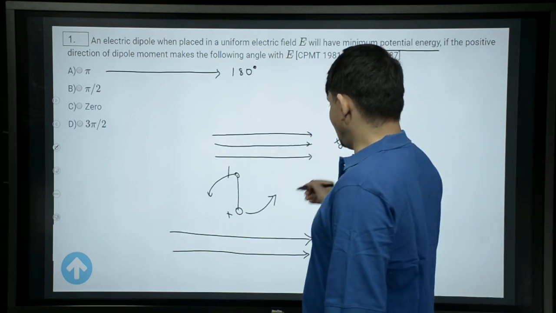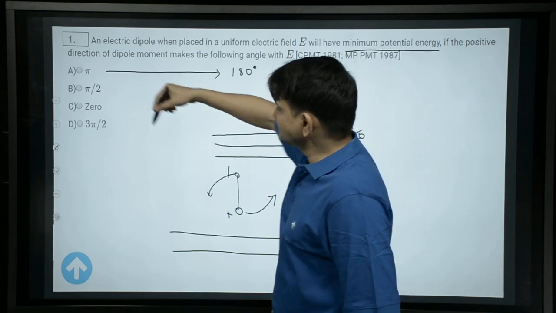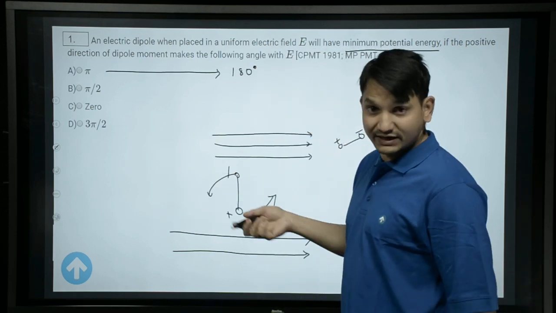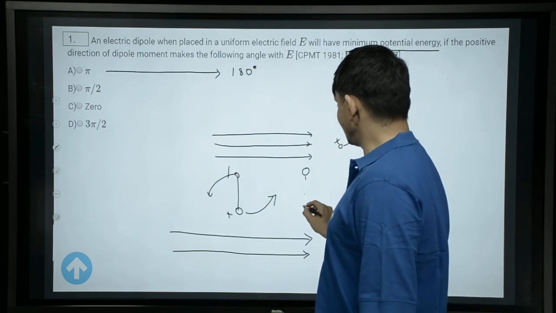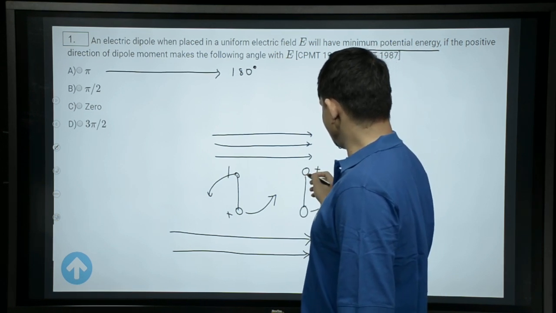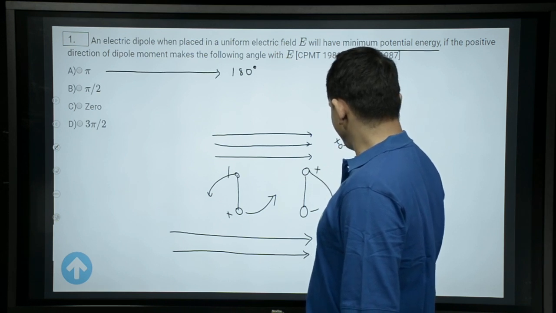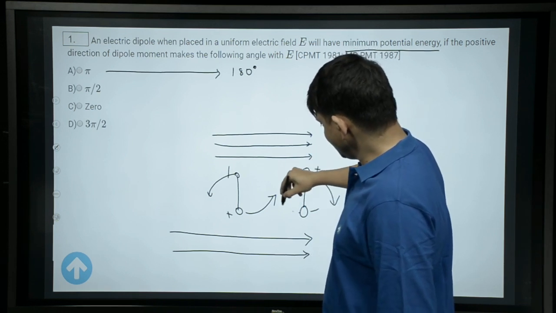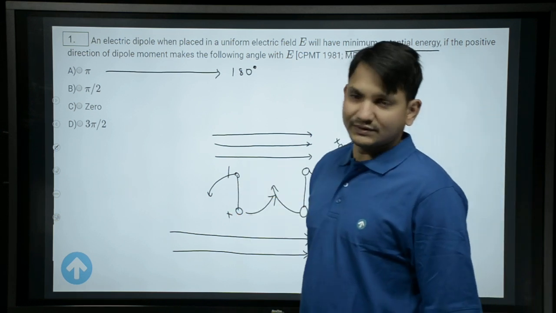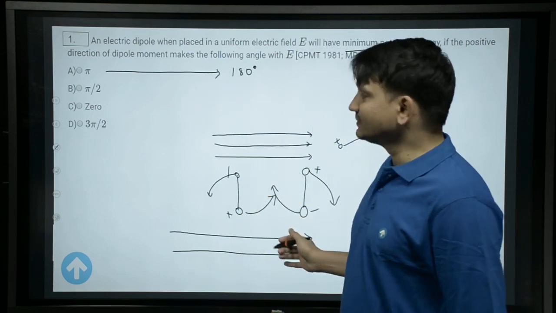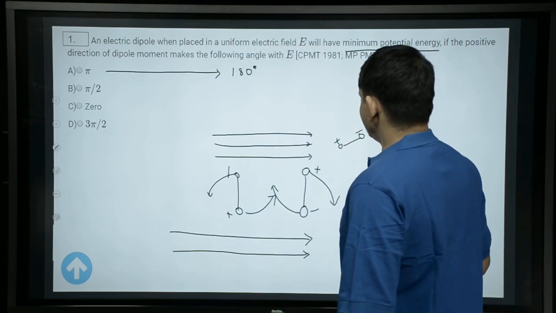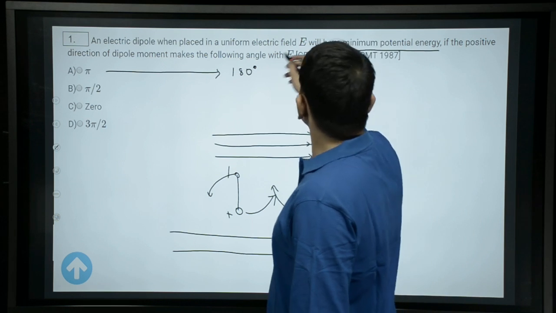So another way, this is for pi by 2, another is 3 pi by 2, it will have the same orientation, just the opposite of it. It will be something like this. So again it has some torque, electric field repelling the positive end and negative end here. So these two are equivalent, so obviously these two will not be the answer. Now let's consider 0. So 0 would be the same.